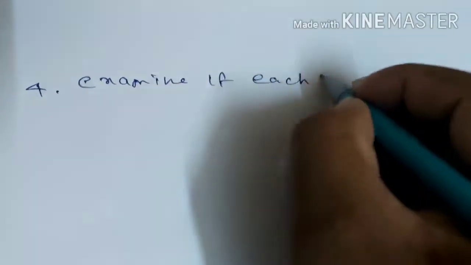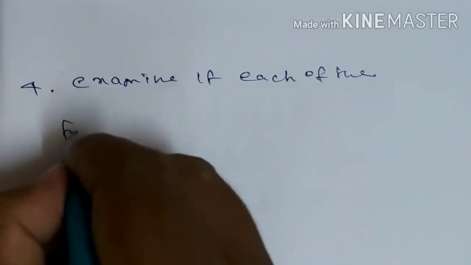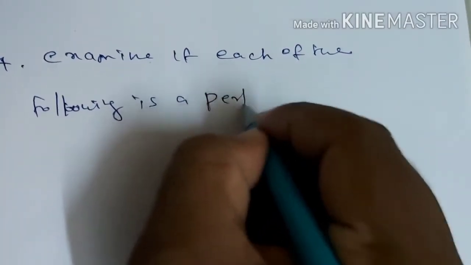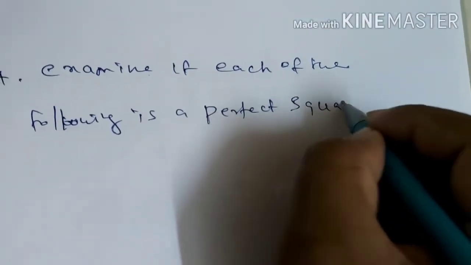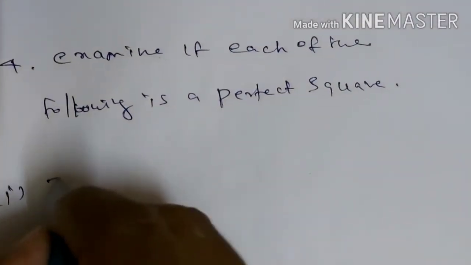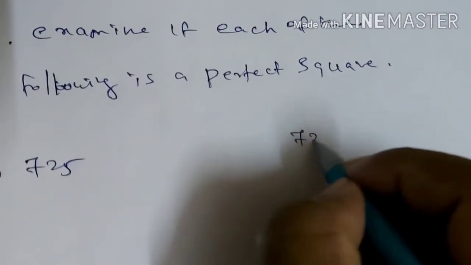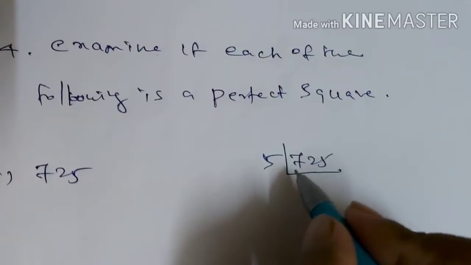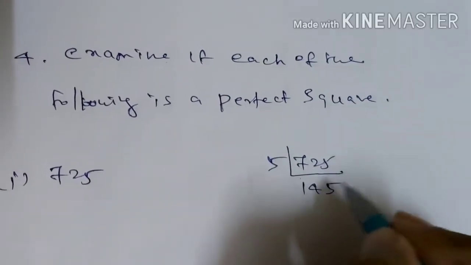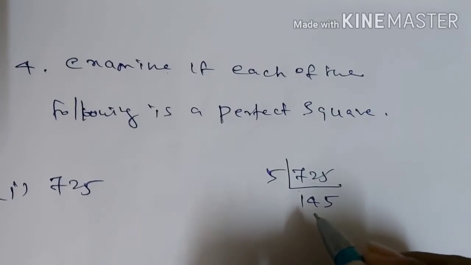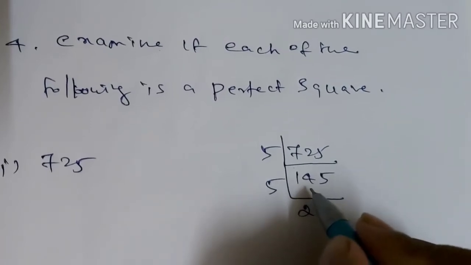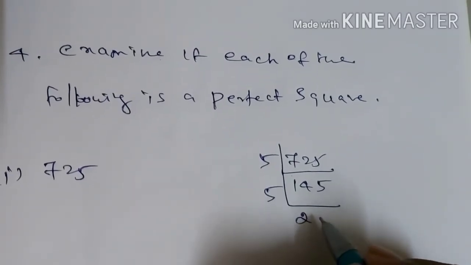Next Roman numeral, fourth sum. Examine if each of the following is a perfect square. I already informed you of the properties: a square number ends with 0, 1, 4, 5, 6 and 9 only. First one, 725. Use the prime factorization method. 725 divided by 5 is 145, again by 5 is 29. 29 will not come in a table, no multiplication.